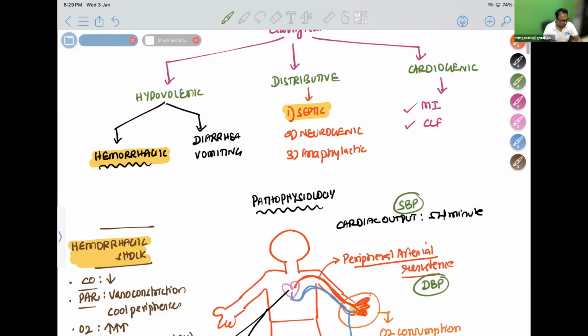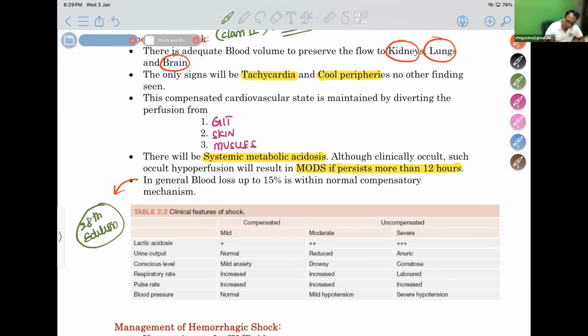So compensated and uncompensated shock, you should understand a very basic point. All the things are the same. Whatever we discussed already is the same. So mild shock is nothing but class 2 shock. Moderate shock is nothing but class 3 shock. Severe shock is nothing but class 4. Whatever I discussed in class 2 will come here.